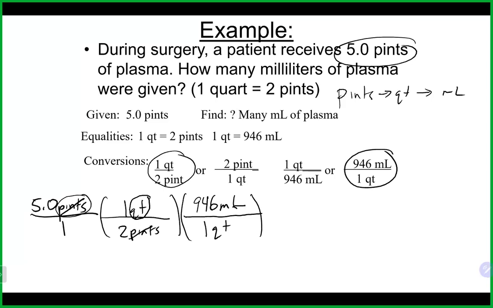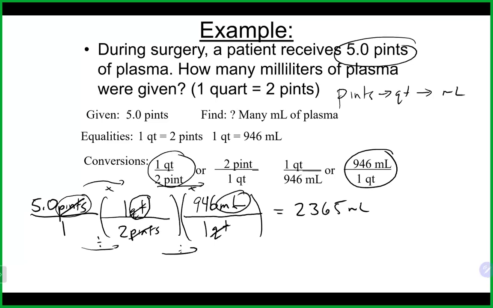Again, I would not round like we talked about. I would keep a couple extra digits and then continue on. Here, the quarts on top and bottom are going to cancel. And again, as we know, we're going to multiply our top. We're going to divide our bottom here. So we're going to take our 5 times our 946. We're going to divide it by 2. And that's going to give us 2365 milliliters on my calculator, as that's the only unit left.